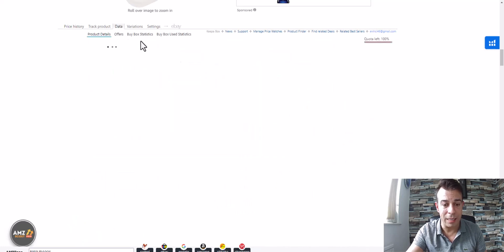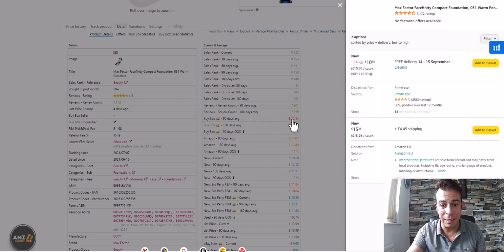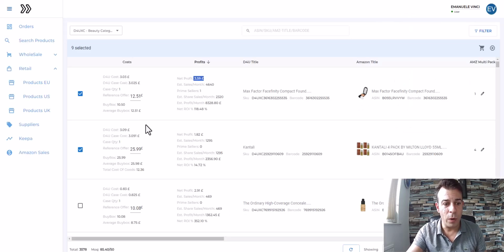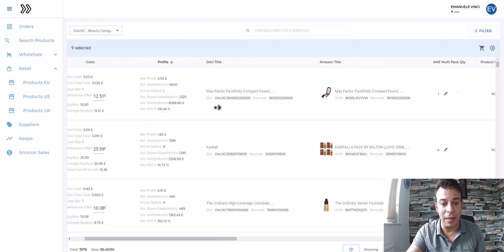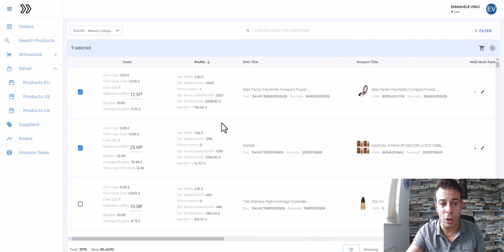So if we look at the data in here, we can actually see what the average buy box price has been for the past 90 days, $12.54, and for 180 days, which I don't usually look at, $11.57. So when we look at that in the software, the average buy box price is $12.51. It's taking into consideration what the sales have been in the past 30, 60 and 90 days. And from there we are coming up with an average buy box price of $12.51.